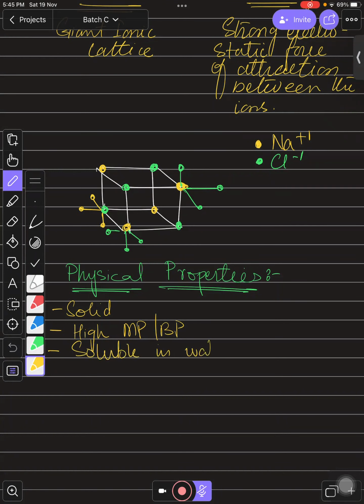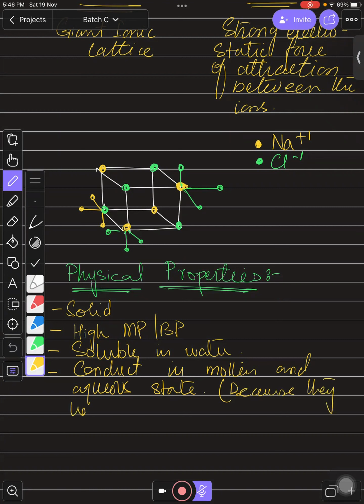and they can conduct electricity in aqueous and molten state, but not in solid state. You need to remember why they conduct electricity in aqueous and molten state: because they have free ions. You need to remember this answer as well for 1 mark. In the molten and aqueous state, they have free ions, while in the solid state, they don't have. That is why they are able to conduct electricity in molten and aqueous states.